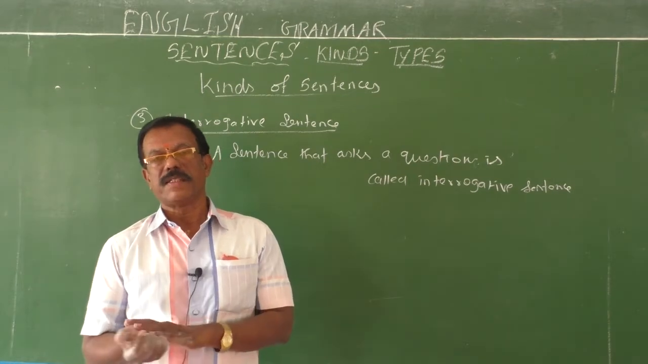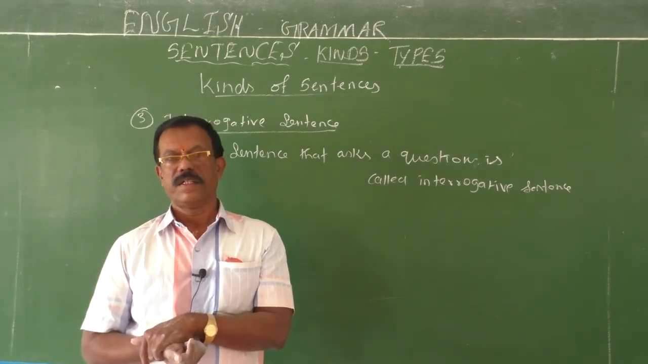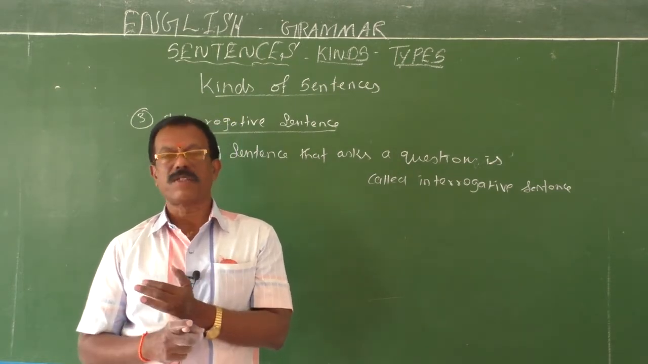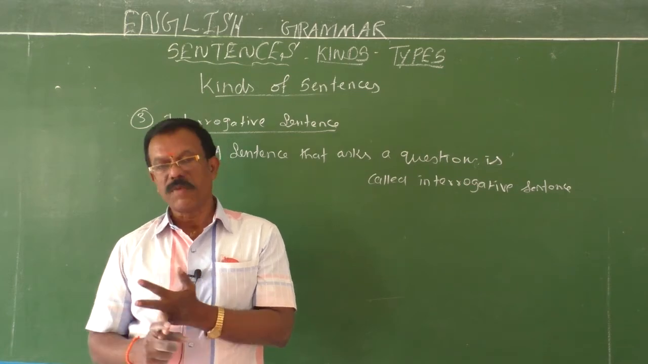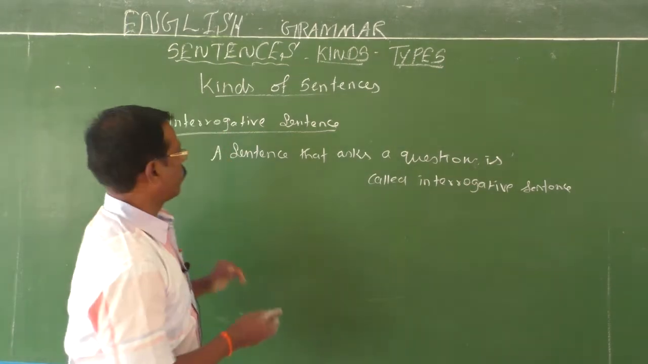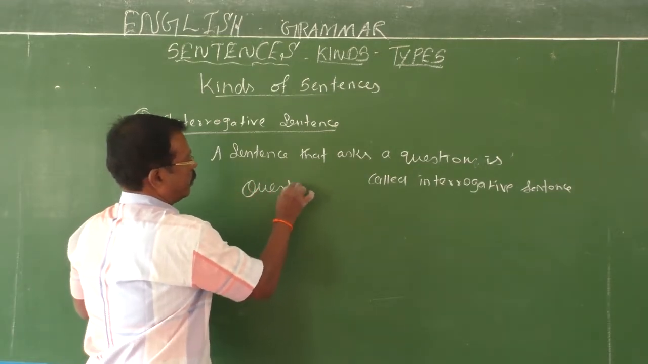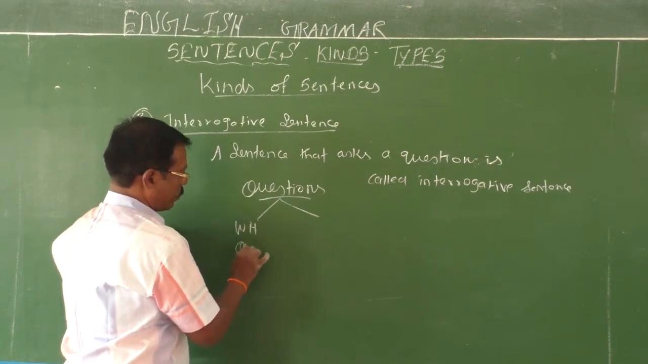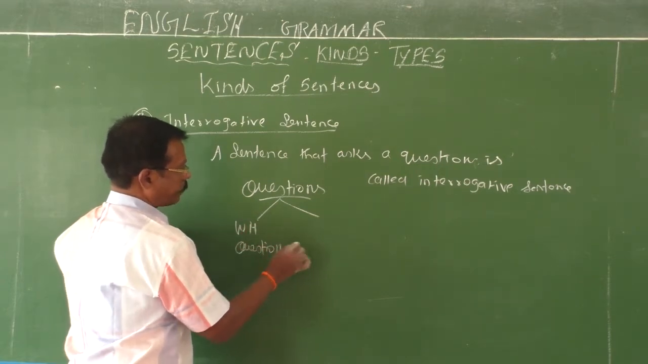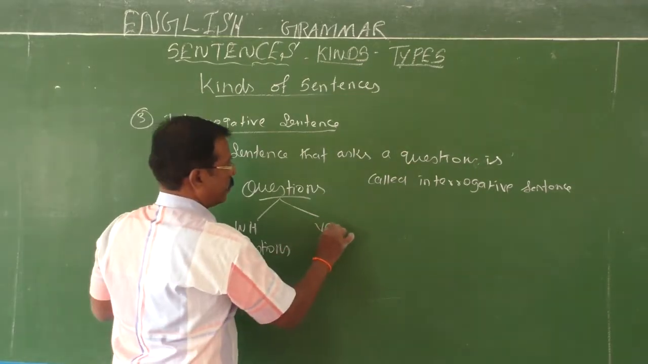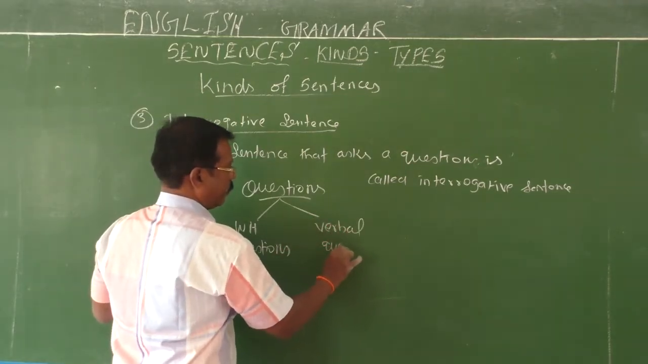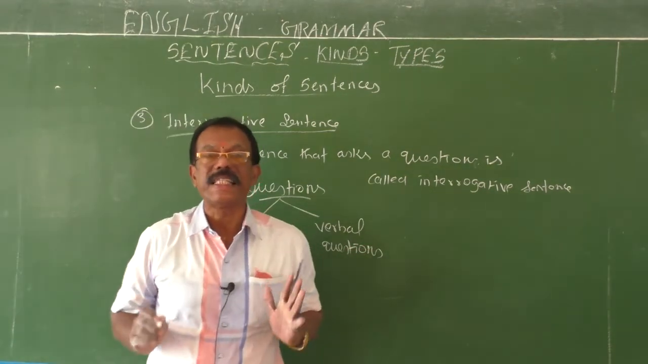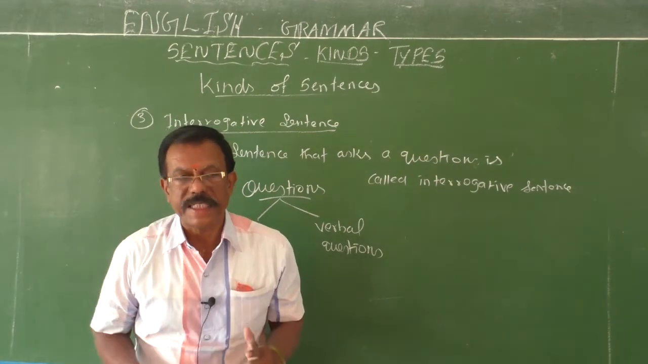So interrogative sentences are of two types. You know that. What are the two types? One is WH questions. Another one is verbal questions. Questions are of two types. One is WH questions. Another one is verbal questions. So we have two types of question sentences or interrogative sentences.